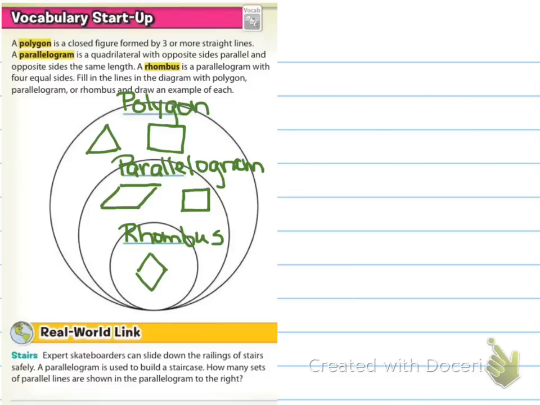Alright, so the real world link down here says that expert skateboarders can slide down the railings of stairs safely. A parallelogram is used to build a staircase. How many sets of parallel lines are shown in the parallelogram to the right? And let's get the picture of the parallelogram to the right.